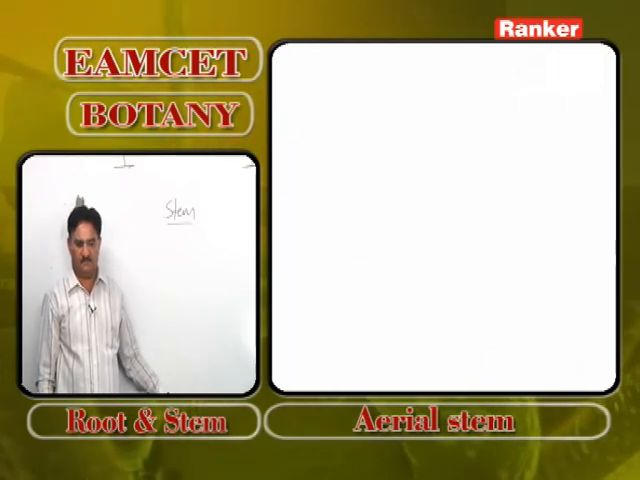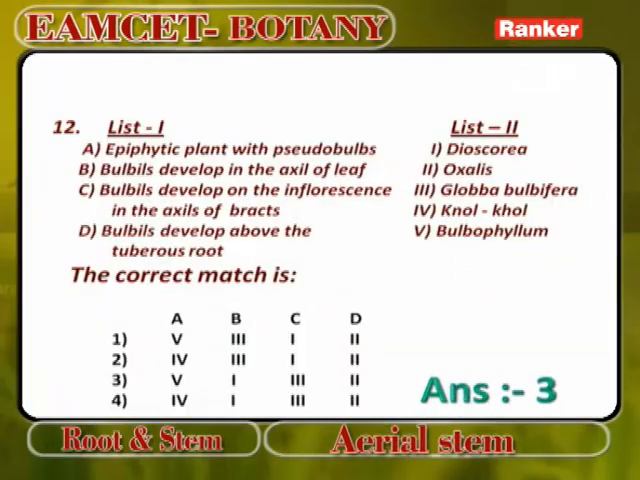Next, epiphytic plant with pseudobulbs is Bulbophyllum. For this, the third is the answer, 4, 5, 3, 2. Bulbils develop on the axils of the leaves in Dioscorea. Bulbils develop on the inflorescence, in the axils of the bracts, in Globba. Bulbils develop above the tuberous roots in Oxalis.